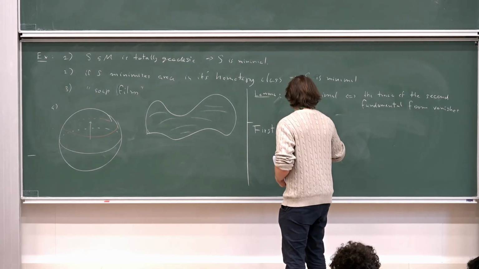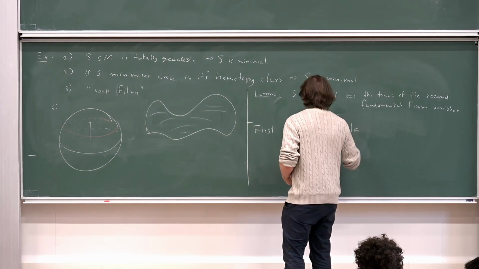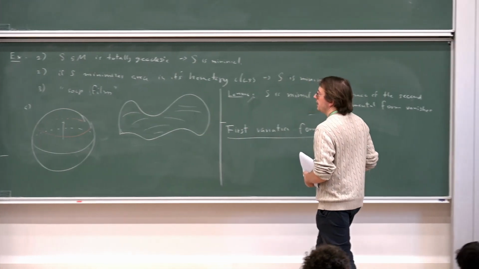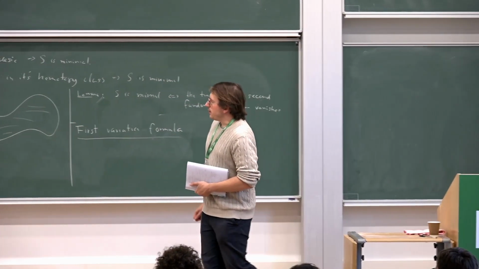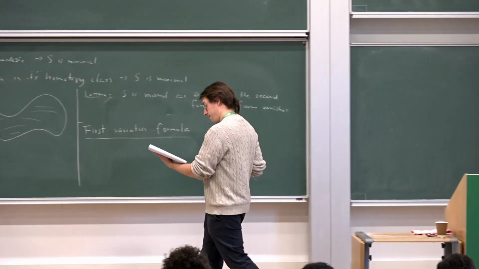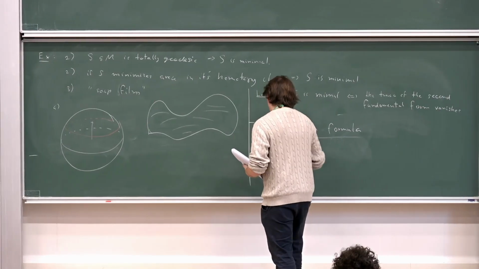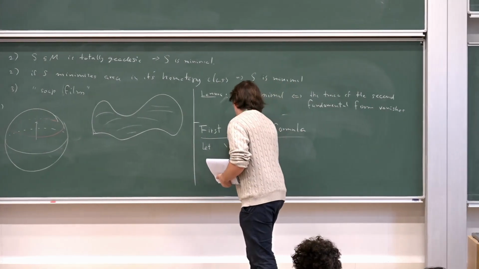And this is a formula that basically tells us what happens with the area of a submanifold if you flow it by some flow on M. So let Y be a vector field.